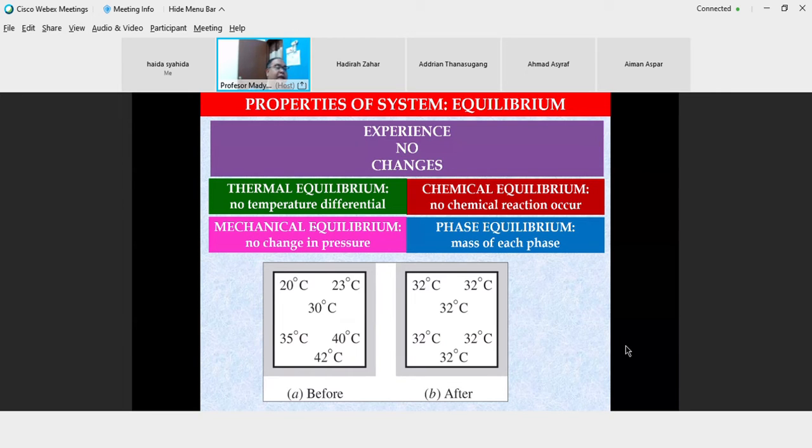Okay, and then mechanical equilibrium is what? There is no change in pressure. For example, this container of water is known as mechanical equilibrium because there is no pressure change. Okay, so before and after, let's say the temperature, let's say you have 20, 23, 30 degrees Celsius, 35, 40, 42. So after you heat, then it's equilibrium. So that is also called equilibrium. This one is a phase equilibrium.